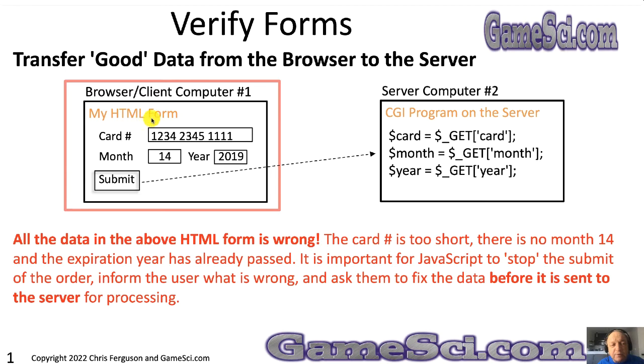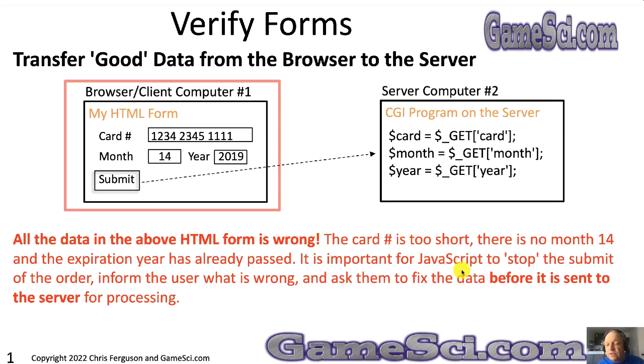Here's an HTML form with a card number, a month, and a year. The month and the year are the expiration date of this card. All the data in the above HTML form is wrong. The card number is too short. There is no month 14 on the calendar. And the year 2019 has already passed, so it couldn't be a valid expiration date.